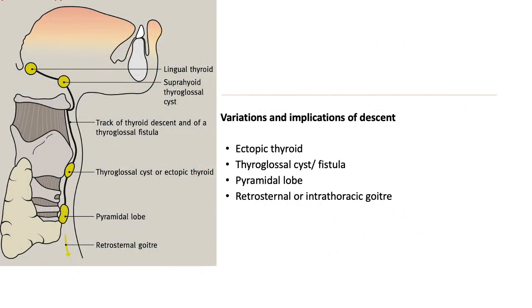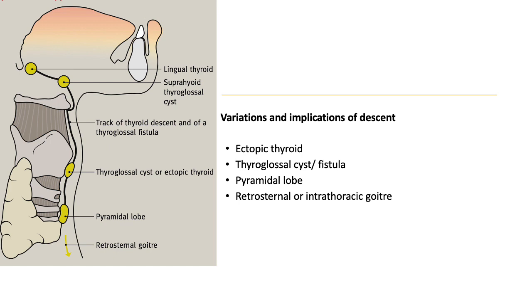The thyroglossal duct migrates caudally, and by the 7th week of gestation, the thyroid gland reaches its final position. The descent of the thyroid may be arrested at any point between the base of the tongue and the trachea, and this leads to ectopic thyroid tissue anywhere along the descent. So lingual thyroid is the most common form of incomplete descent. Other variations and implications of descent are a thyroglossal cyst or a fistula, the pyramidal lobe, and the retrosternal or intrathoracic goitre.